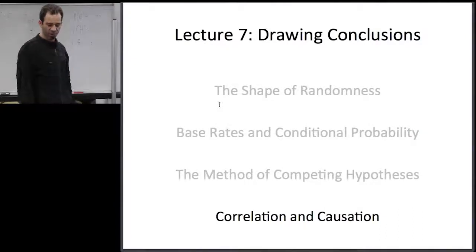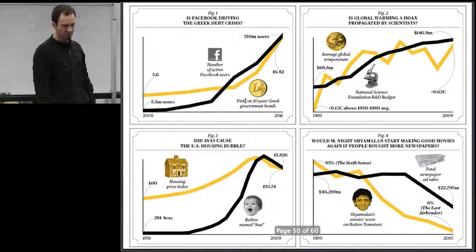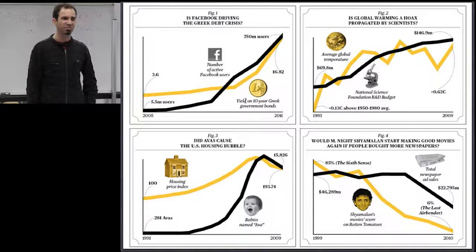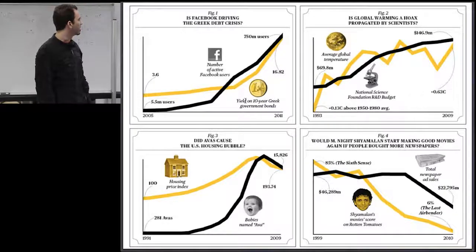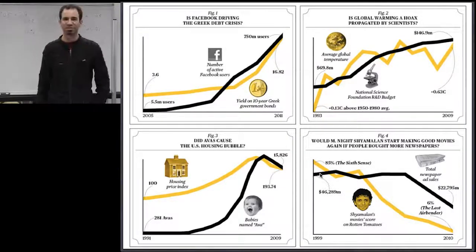Okay, one last thing, correlation and causation. Very often what we're asked to conclude is whether or not one thing causes another thing. So, here are some examples of correlation and causation. Did Ava's cause the housing bubble? Well, Ava's peaked and housing peaked. Anyway, you can see these are great.